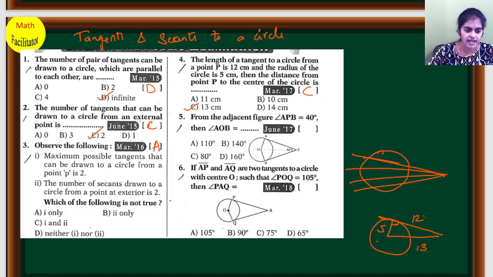In the adjacent figure, angle PAB is 40. This is 40. In the one-shot revision class, I told you, what is this total angle then? This will be 180 minus 40, so it will be 140. Remember, the sum of these two angles will be 180. One shot revision, only half an hour, I told you, very important.